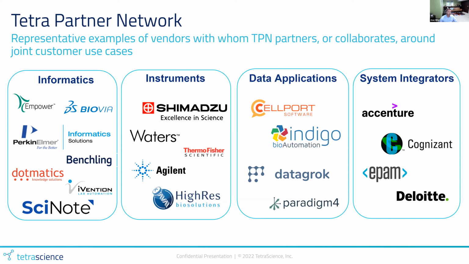the end user. And again, we think about this ecosystem in terms of informatics products, and there's a huge pull both from customers and vendors to collaborate in the informatics space, but also, of course, instruments, data applications, and system integrators, so on and so forth. But it's a really key point that the data platform, the data cloud platform in the middle, has to work hand in hand with this collaborative ecosystem of vendors around it to truly deliver the value to customers.